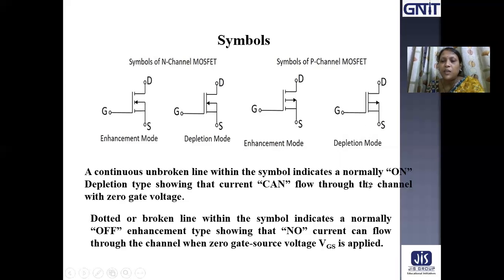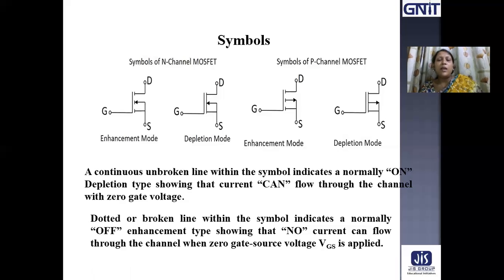It is written over there. This is normally on. That means a channel is already there when there is zero bias. So current can flow between drain and source through the channel. That's why this type of MOSFET is called normally on.